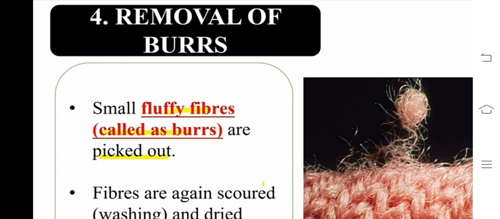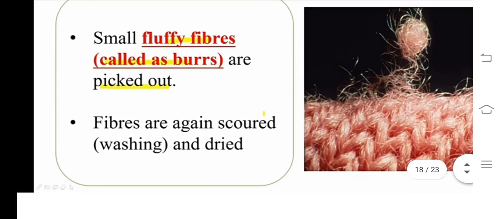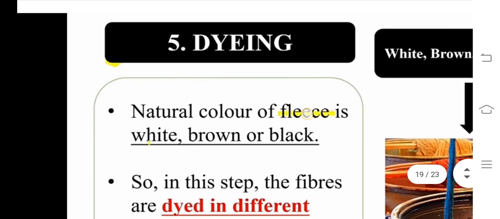Small fluffy fibers called burrs are picked out. So okay, the fibers are again scoured, washed and dried. Clear? Next very, very important step, children, dyeing.